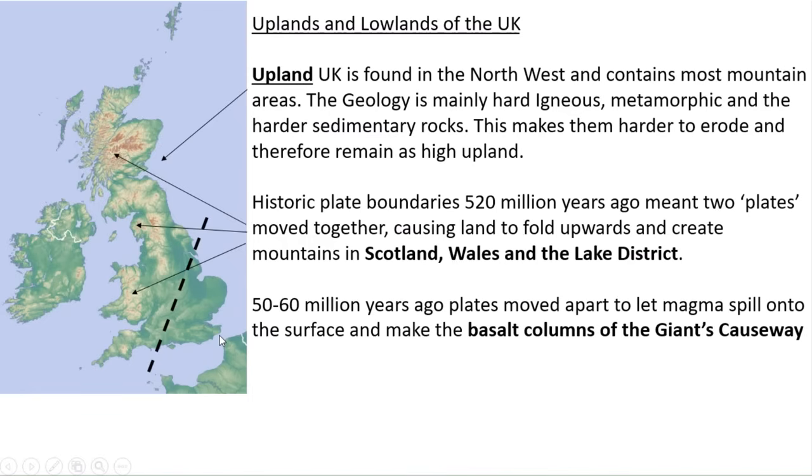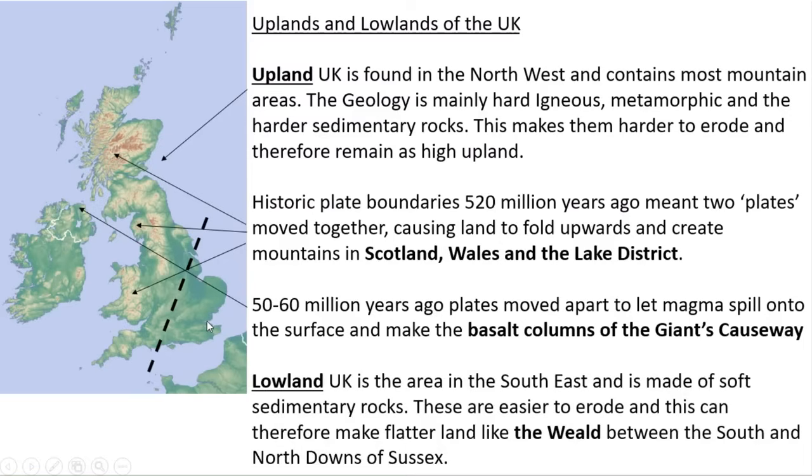Around 50 to 60 million years ago, much more recently, plates moved apart to let magma spill onto the surface, and that occurred up here, very particularly in the Giant's Causeway area of Northern Ireland. And so those basalt igneous rocks are formed there and over here on the west coast of Scotland too. Now, lowland UK, which is largely the south and east areas of the UK, are made of softer sedimentary rocks, so they're much easier to erode, and that generally makes the land a flatter profile.